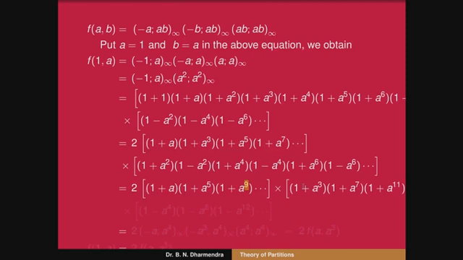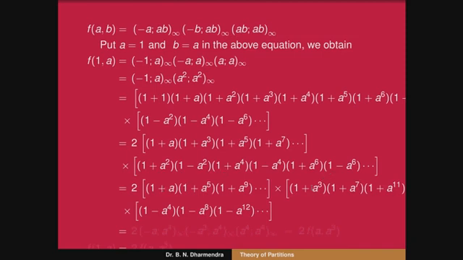Likewise, for 1 plus a cube, the base is here also, 1 plus a to the power of 7, 1 plus a to the power of 11, up to infinite terms, the base is 4. So when I multiply these terms, that is the terms 1 minus a to the power of 4, 1 minus a to the power of 8, 1 minus a to the power of 12. So when I write in terms of a product, the first term is a, the base is a to the power of 4, with minus a to the power of 4.